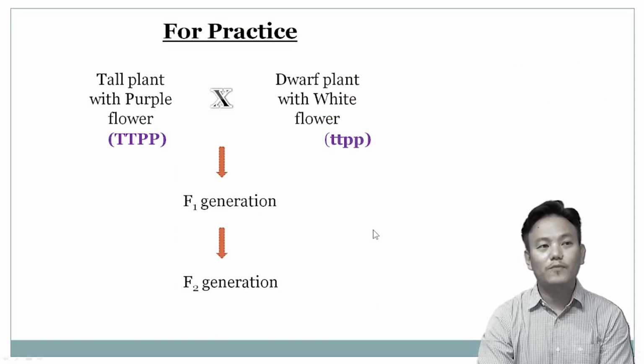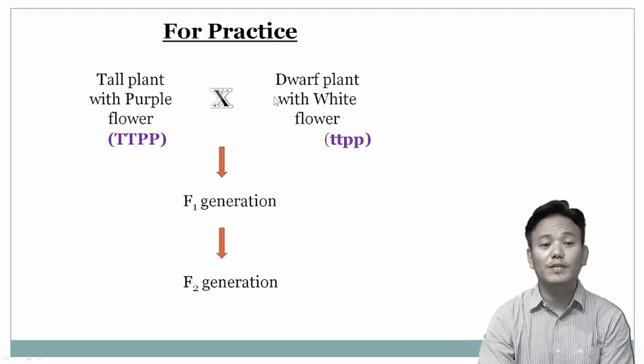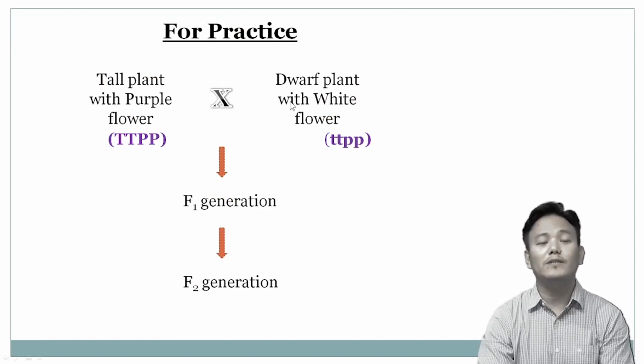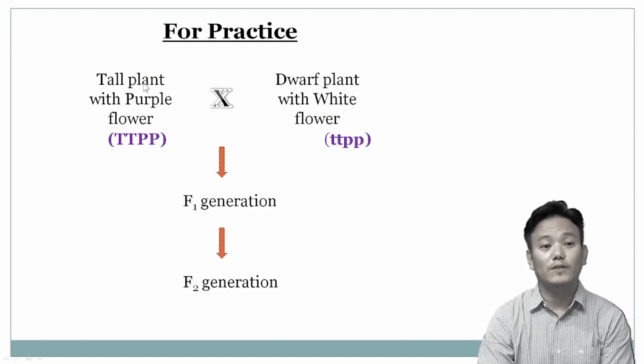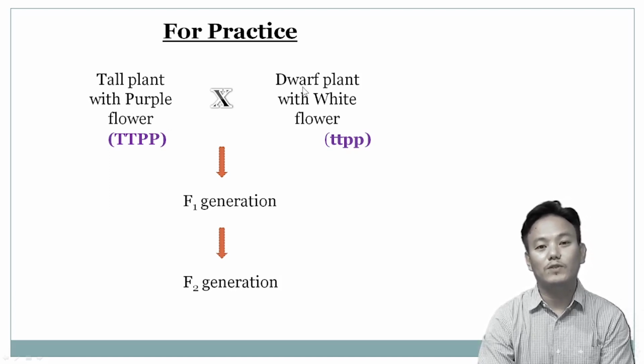So for practice purpose, I have given you this particular cross. You have to do it just like an assignment. If you were in class, I would have asked you to do it in the class itself. For practice, I want you to make a cross between these 2 individual plants. One plant which is tall and produces purple flower, and another plant which is dwarf and produces white flower. For your convenience, I have given you the genotypes over here.